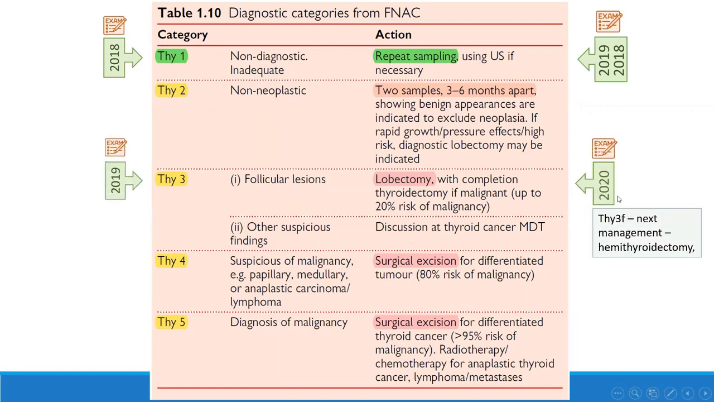For example, in the 2020 exam, they ask about Psi 3F, what is the next management? Diagnostic lobectomy or hemithyroidectomy. In our exam, they ask about Psi 1 means what? Non-diagnostic sample. And also they ask what is the next option for Psi 1: repeat sampling, repeat fine needle aspiration biopsy. In 2021, they ask about Psi 4 refers to what? Psi 4, suspicious of malignancy. Risk of malignancy is 80%. What is the next option? Surgical excision.